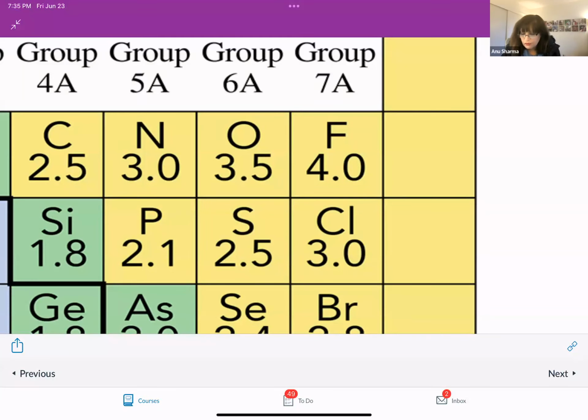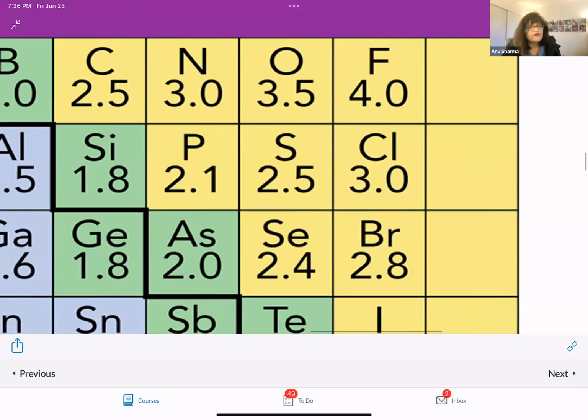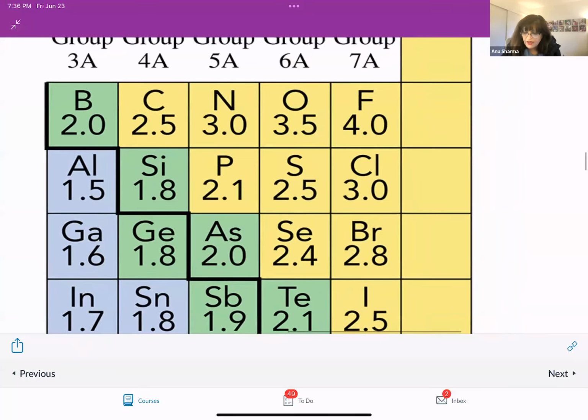Now going top down, they decrease. You see here fluorine is 4.0, chlorine 3.0, bromine 2.8. So here also the electronegativity is decreasing going from top to bottom. And diagonally also, if you look at fluorine versus sulfur versus astatine, fluorine is most electronegative, then sulfur, then astatine. So it's decreasing. The highest electronegativity is of fluorine. So anyways, that's one thing.